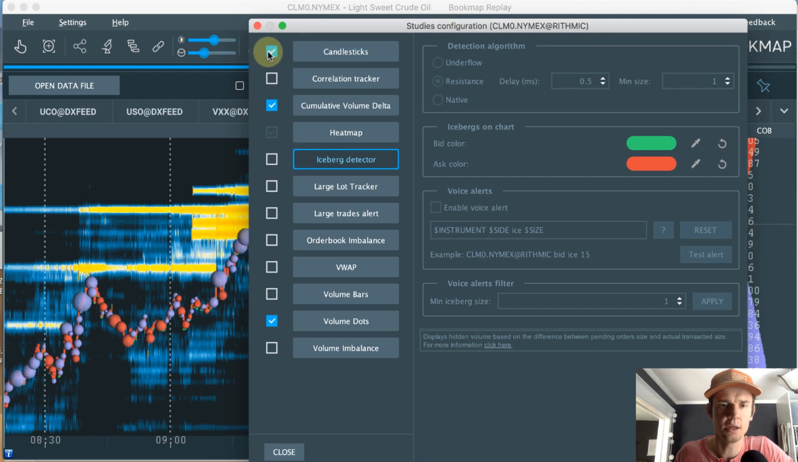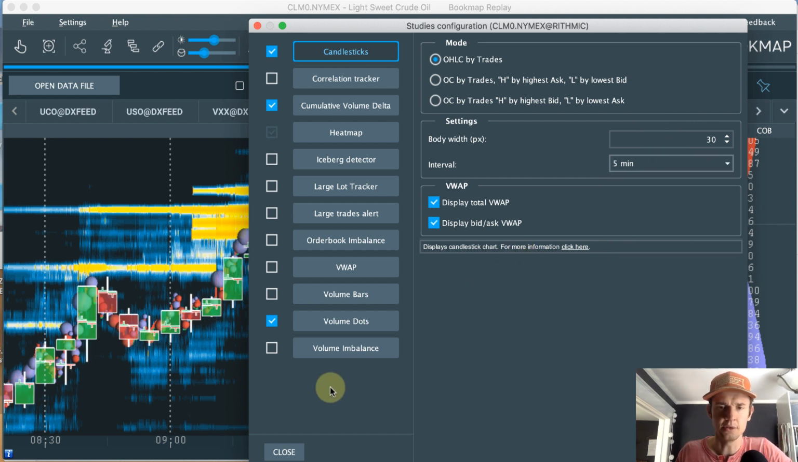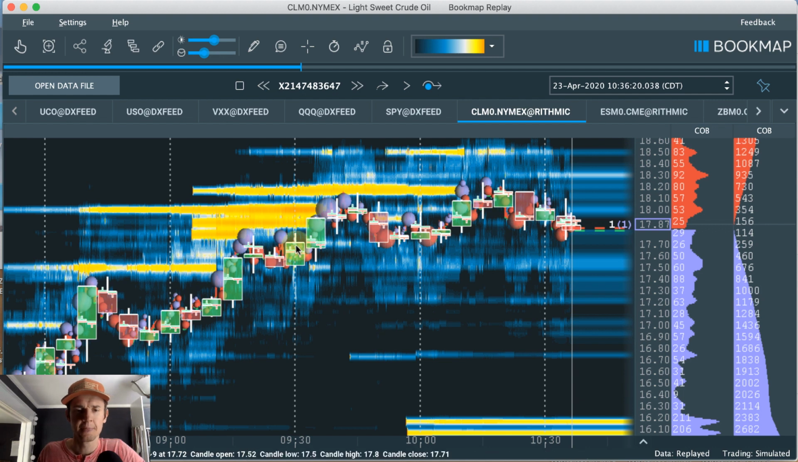If you love your candlesticks, which is fine, you can put them on the chart. And you can change it, 1 minute interval, 5 minute interval, whatever you want to do. You can throw that on the chart, and that's what it looks like. So you can play with the bubbles and the candles at the same time. You can have these bubbles removed. You can just play with the candles and the heat map. Whatever you want to do, that option is available for you.